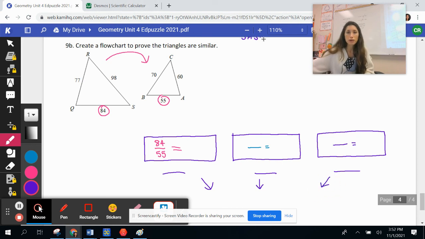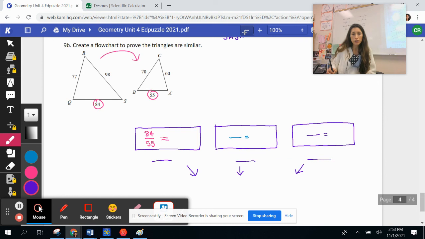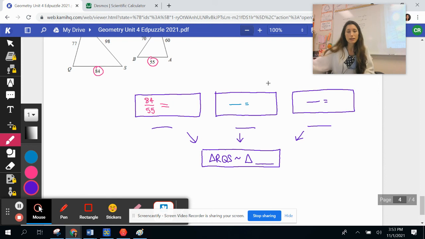Okay, I'm going to zoom out just a little bit, and let's create a triangle similarity statement now. Okay, so I'm going to do triangle RQS. And now you need to finish that statement. What is it similar to? And then provide the final reason. Why are those triangles similar out of the 3 triangle similarity shortcuts?